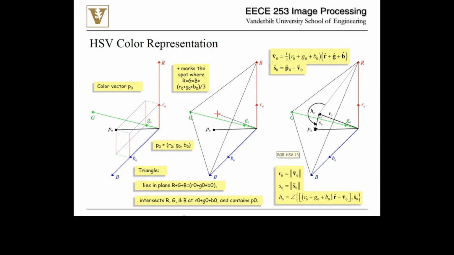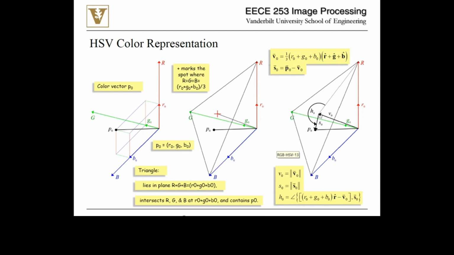Now, we will translate this R0, G0, B0 into HSV. So this is HSV. Okay, so what are those HSV? Okay, so V is the module of this vector. But this vector is made in this way.